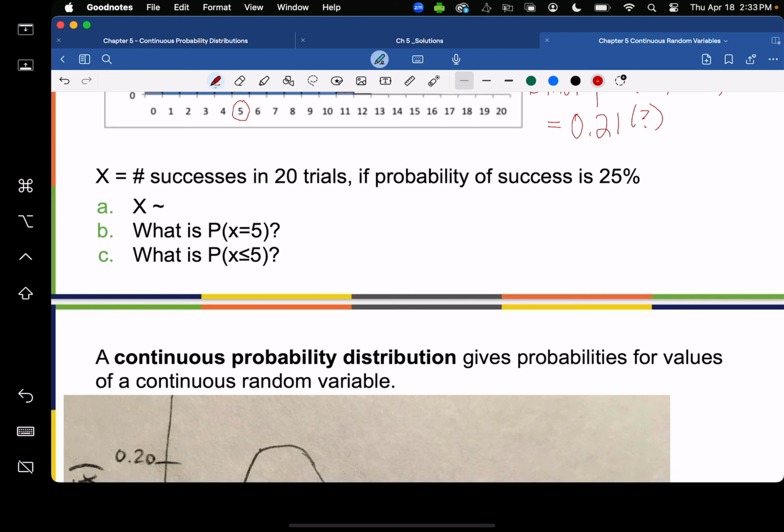X is the number of successes in 20 trials if the probability of success is 25%. X is distributed binomially with the parameters n and p, n comma p, so 20 comma 0.25. All right, you know what? I'm going to go put this in my calculator. Binom PDF 20 comma 0.25 comma 5. And let's see what we get on that.